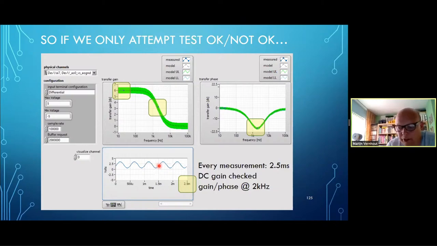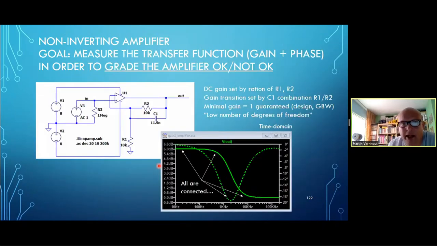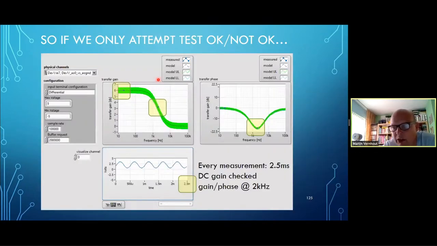Low number of the degrees of freedom means if you measure only a couple of points, that would be good enough. But that's only seen by looking at the original question, which says measure the transfer function, the gain in the phase, in order to grade the amplifier to be okay or not okay. Well, if I do this short measurement, I can guarantee you that that amplifier is doing okay. There is no way that it would misbehave with that limited amount of freedom the design gives me.